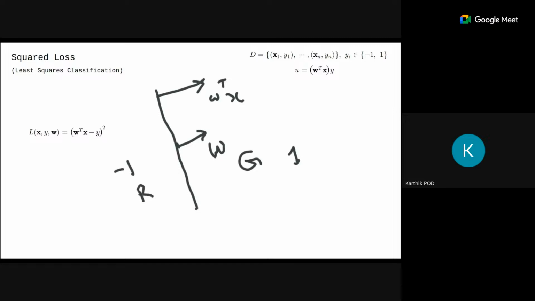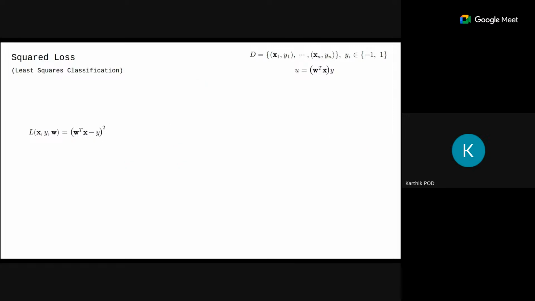So W transpose X minus Y whole square, if you minimize the sum of that, that will give you one loss for classification. But this is a bad loss, as you already know. If you have a point that is far away here, this distance is going to be really high. Even though it's correctly classified, with true label y equal to 1, you are still going to penalize it with this much loss, which is unnecessary. So this is a bad choice for classification.